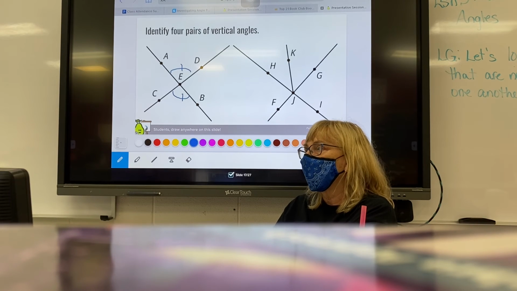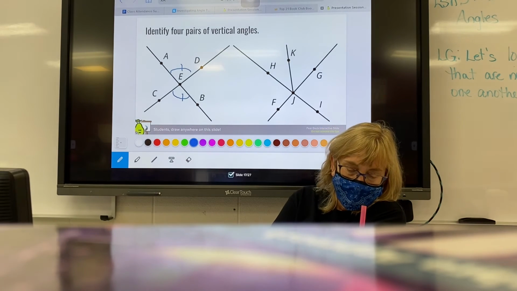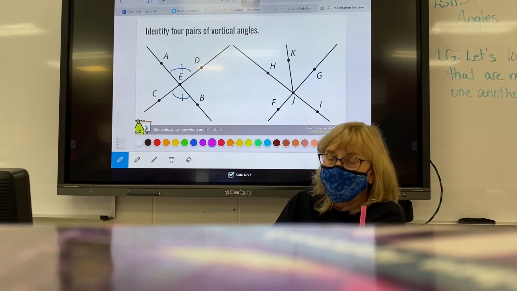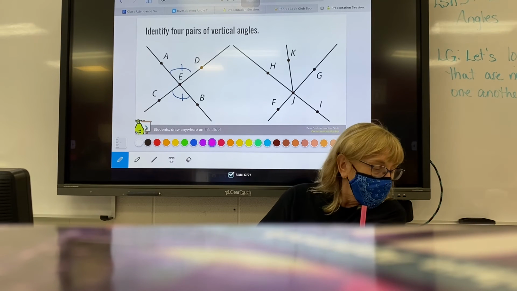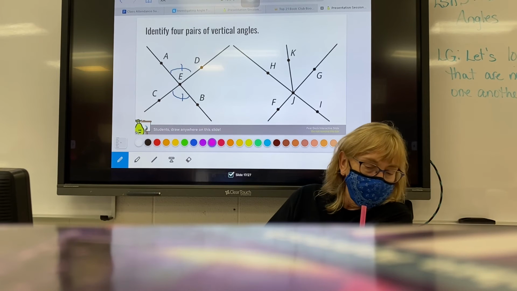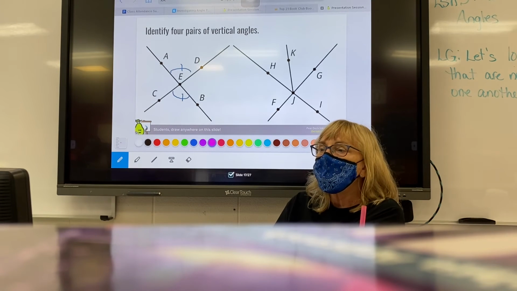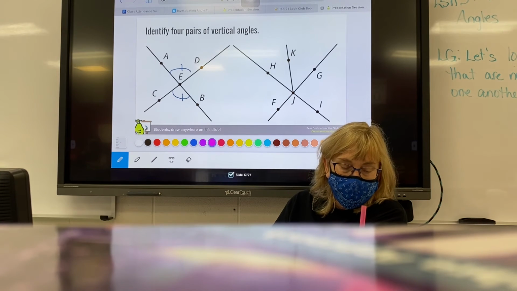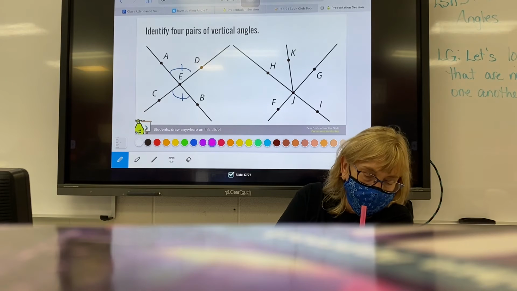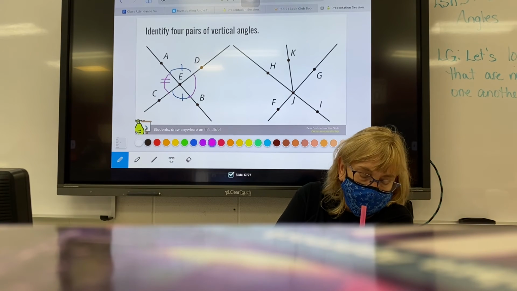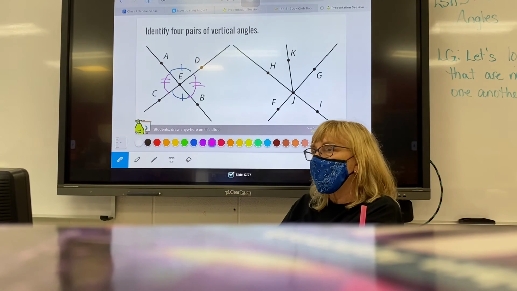Okay, can you find another pair of vertical angles? Can we print this out? Is it on paper? No, this one is not on paper. This was the next page, and I only told you to print out the first page. DEB and AEC. Okay, so make those 2 different colors. And they are congruent, so we're gonna put 2 tick marks in it.